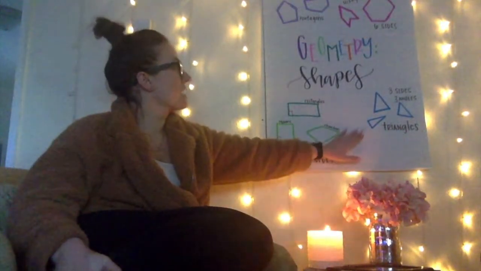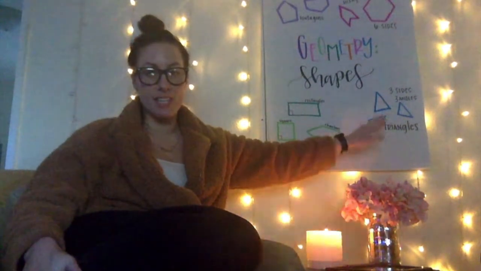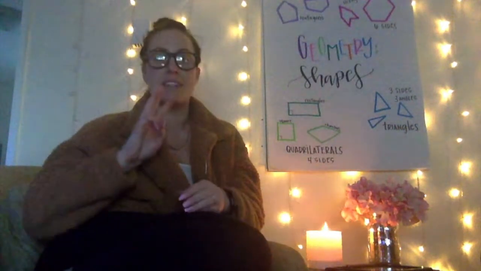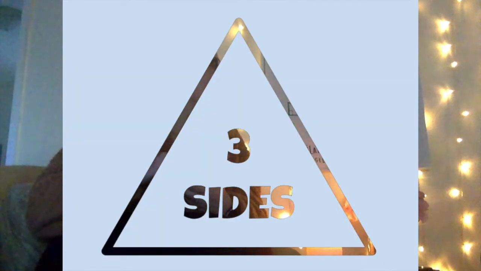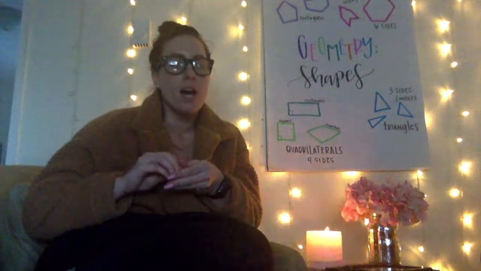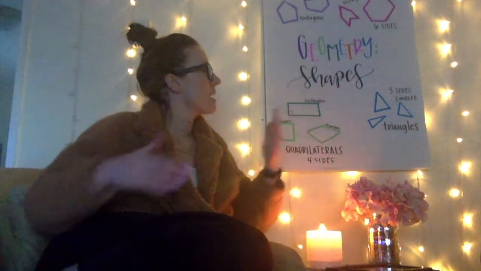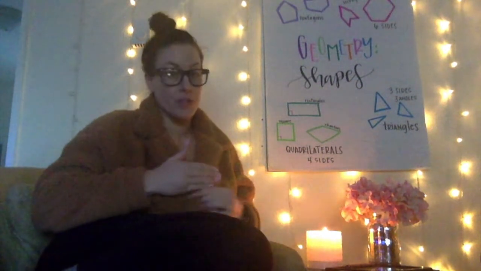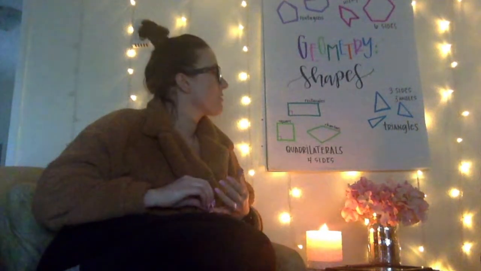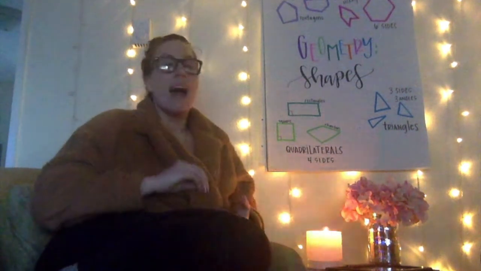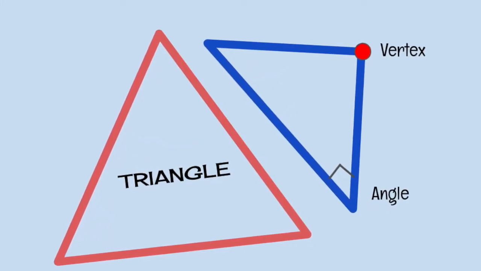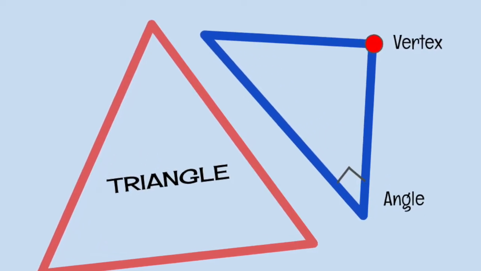So last thing on our geometry anchor chart is the triangles. Now, by 2nd grade, of course we know that a triangle has 3 sides. However, there are a couple of really important vocabulary terms that 2nd graders need to know that relate to triangles, especially before going into 3rd grade. So besides knowing that a triangle has 3 sides, it's really important for us to know that a triangle also has 3 angles. And the angle is the space between where 2 lines meet.